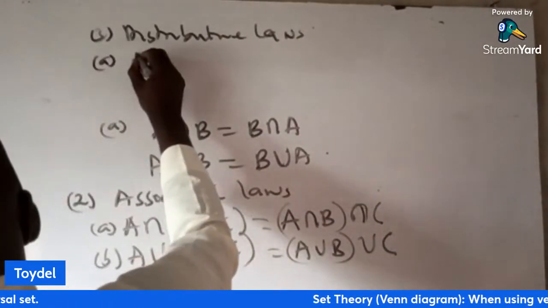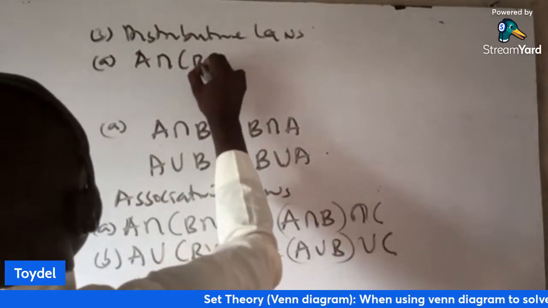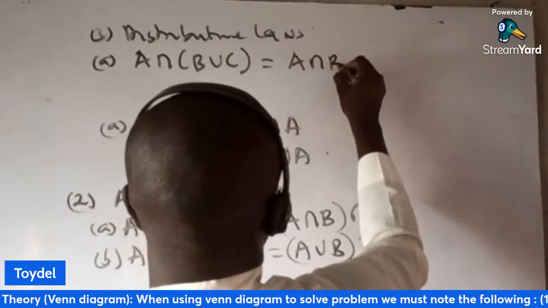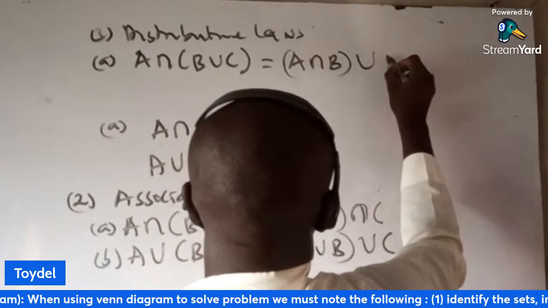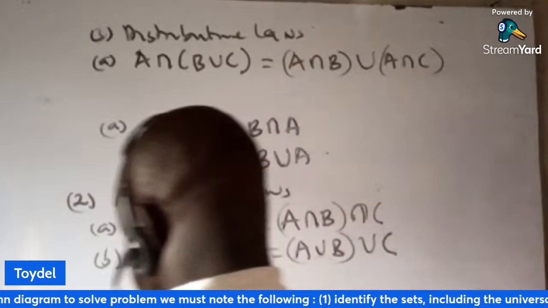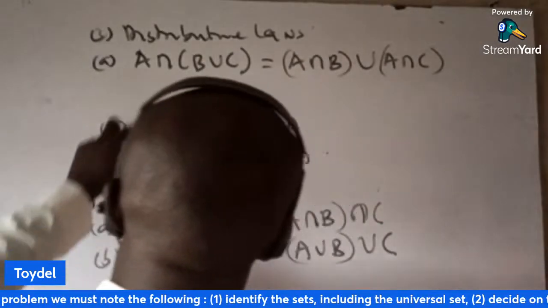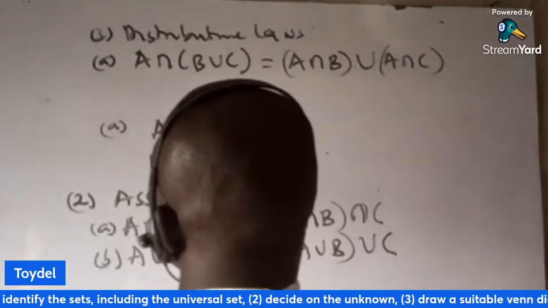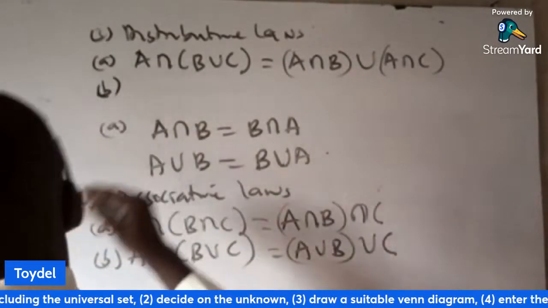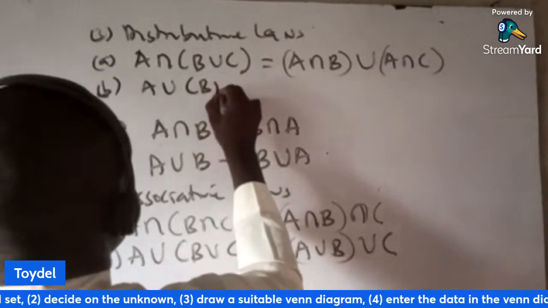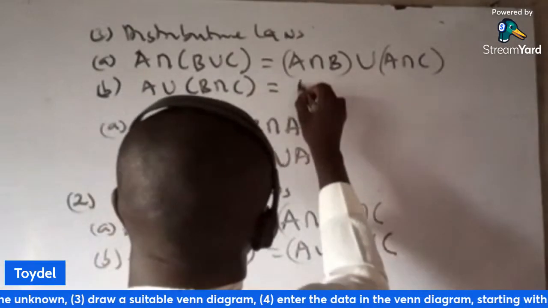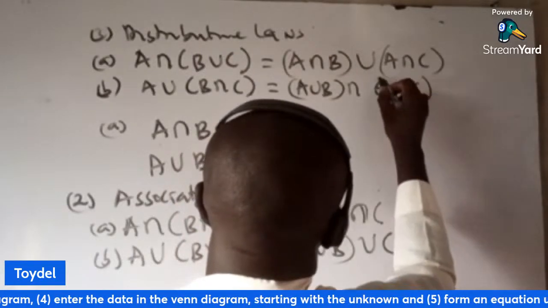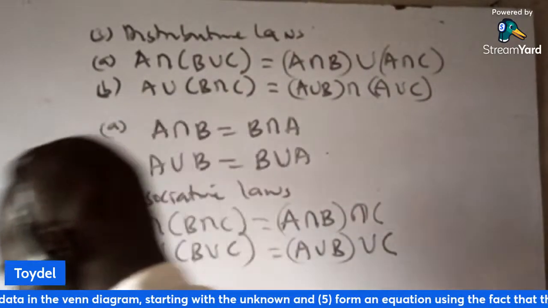In this case now, when we have A intersection B union C, will it be the same thing as A intersection B, then everything union A intersection C? That is what you have. In this case now, we want to show the distributive law shows that intersection distributes over union. Or if we have A union then B intersection C, will this be the same thing as A union B, then intersection A union C? So that is distributive law.